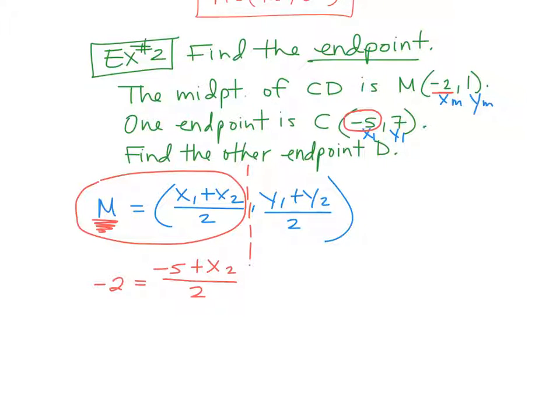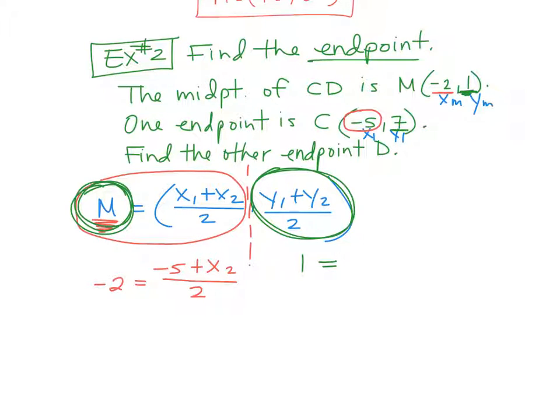That's my X's. Then we're going to set it up for our Y's. So now this one's a little bit weird because your M is here and you're setting it up with this piece now. So what's my Y midpoint value? That's the 1, that's up here. And that's going to equal my Y1, which is what?